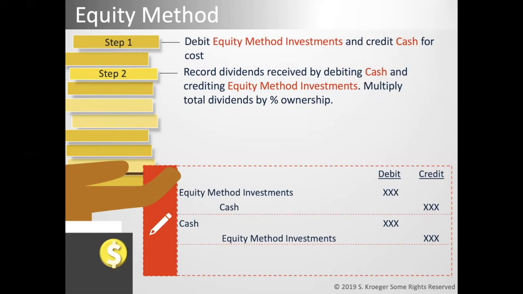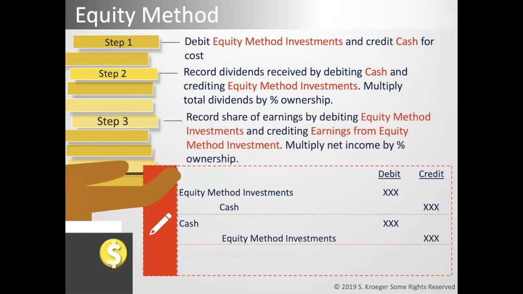Now, the amount for this entry is only the amount that we are receiving in dividends, not the total dividends you are paying out to everyone. It's only your share or your percentage. For example, if I owned 30% of a company, I will use the amount for 30% of the dividends they are paying out, my share only.